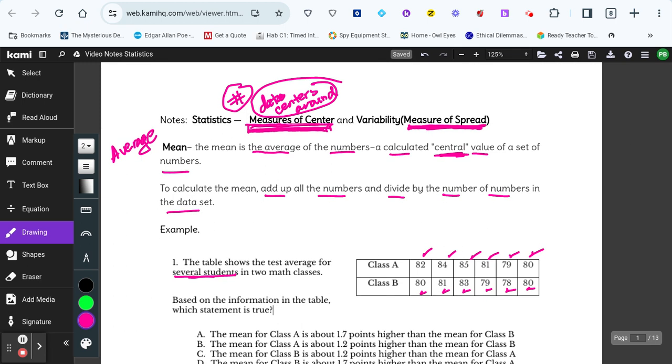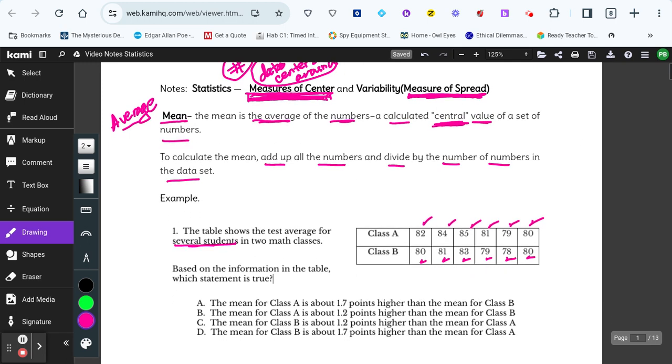All right, so the first measure of center we're going to look at is mean or average. Mean is the average number of numbers. It's a calculated central value. Again, that's all we call it, a measure of center. It's a calculated central value of a set of numbers or data. So to calculate the mean, all you do is, number one, add up all the numbers and then divide by the number of numbers in the data set.